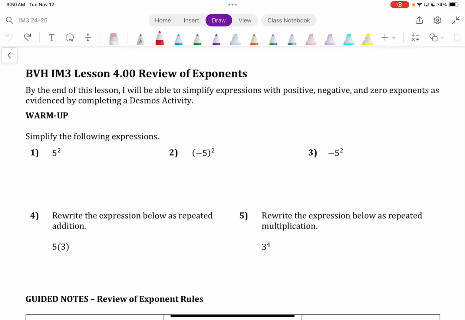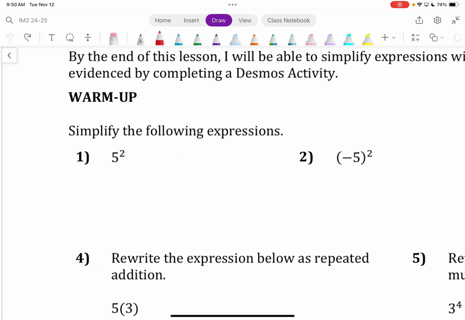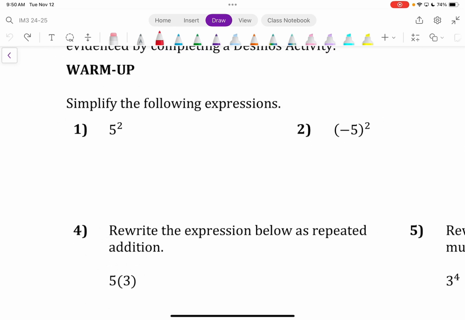All right. So that's time. Let's go ahead and take a look at what we got for these questions here for the warm-up. Starting with the first one, 5 squared. By the way, all of these should be done without a calculator. They're pretty easy to solve. So hopefully you guys weren't using that.